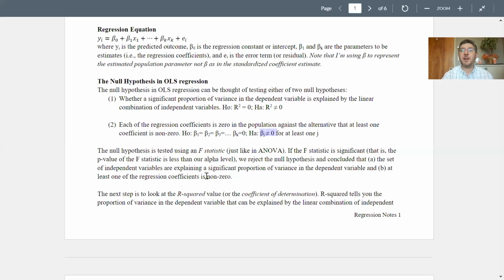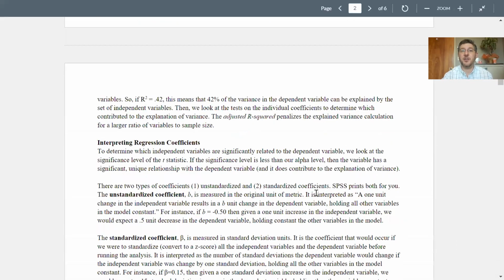I talked a little bit about the R squared value, how it's similar to eta squared or omega squared in ANOVA, so it's interpreted the same way. You might also see it called the coefficient of determination. That's just another name for the R squared value. And again, R squared tells us the proportion of variance in the dependent variable that can be explained by our set of independent variables.